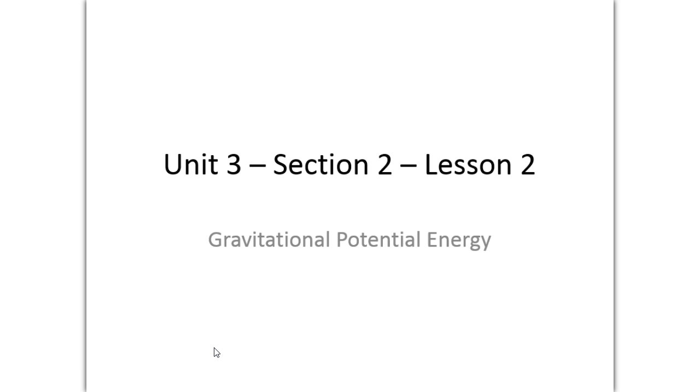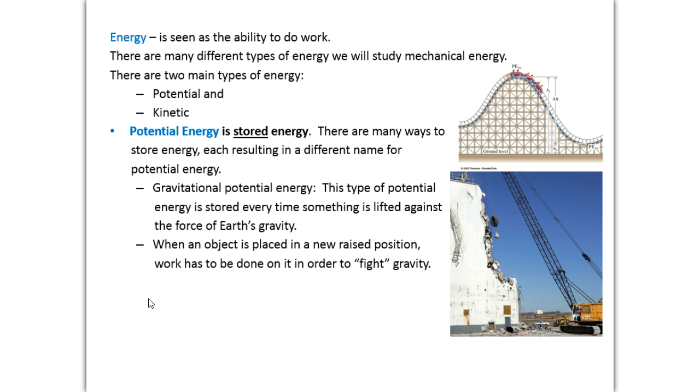Okay. So this section covers gravitational potential energy. Now, we'd already covered the idea of energy, and it's the ability to do work. And there's many different types of energy we'll study, and what we're looking at here is mechanical energy. Different forms of energy could be sound energy, chemical energy, like you would find in a battery, or burning gasoline in your car. They're all different forms of energy. Mechanical is through moving parts. So the two types we'll look at here in mechanical energy are potential.